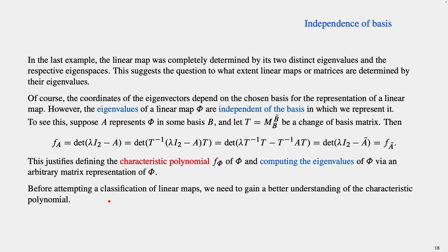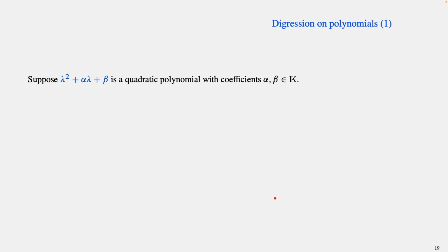Computing the eigenvalues of phi via any representation matrix of phi is also justified by this. Now we want to attempt a classification of linear maps via the eigenvalues, but before that we need to do some preliminary work, and we start by getting a better understanding of the characteristic polynomial. So first a little digression on polynomials in general, or in particular quadratic polynomials.